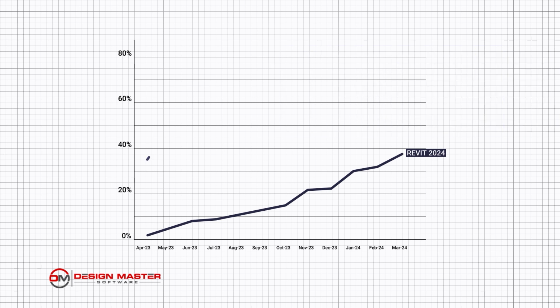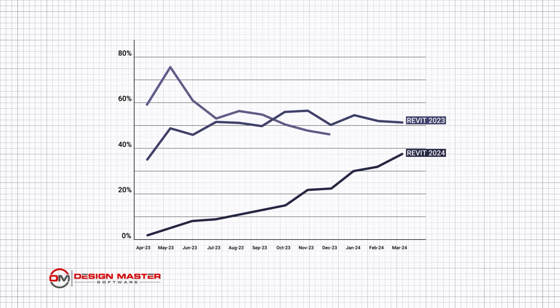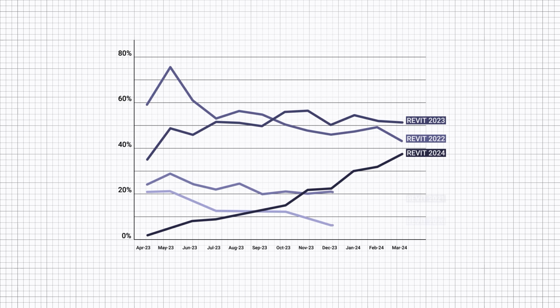Revit 2023 started the year strong and has seen increasing usage over the course of the year. So there's a lot of projects happening in Revit 2023. Looking at Revit 2022, it's been used quite a bit on a lot of projects over the course of the year, though that usage has been dropping as the year has gone on. Then looking at Revit 2021 and 2020, those are clearly on their way out, not being used in a whole lot of projects.